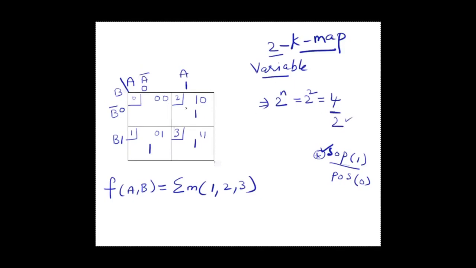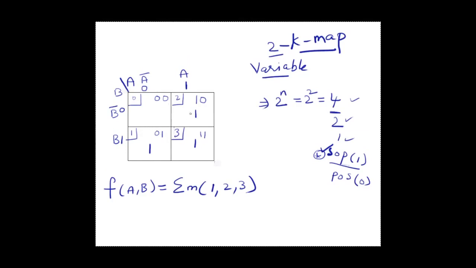And here I have 3 ones. So I can't group 3 ones, remember that. I can group 4 ones, 2 ones or 1. If there are 4 ones, I can group them. If there are 2 ones, I can group them. If there is only 1 one, I can group it. But I can't group 3 ones. One more thing: I can group them in a horizontal or vertical way, like column and row, but I can't group them in a diagonal way.